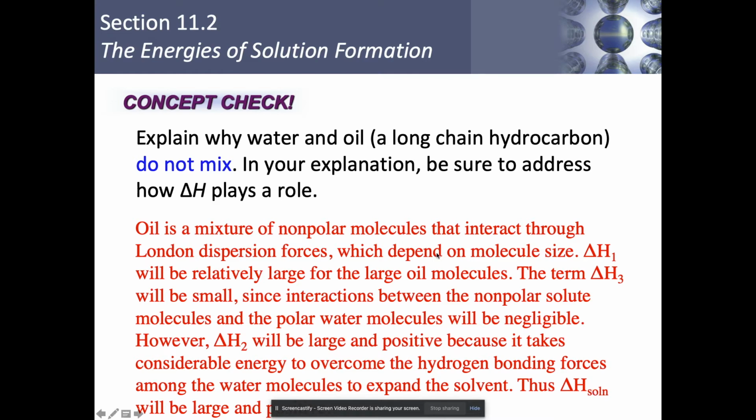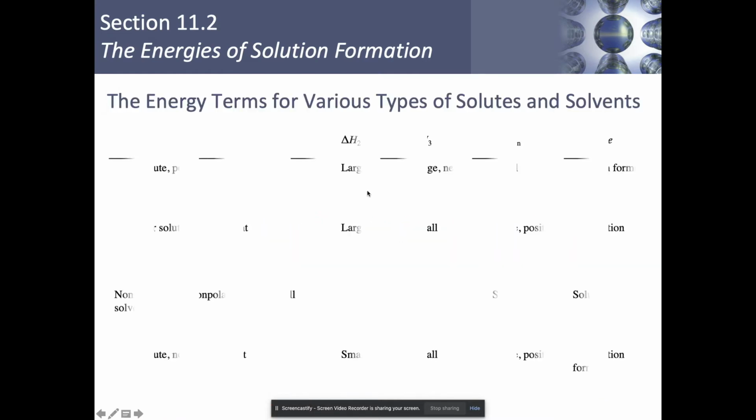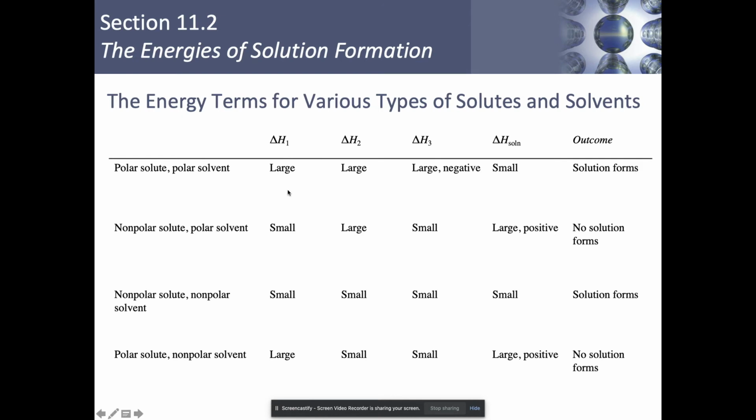And as a result of that, you're going to end up with something that really doesn't want to mix. So here is kind of a basic chart of that. If you have a delta H1 that's large and a delta H2 that's large, and then you have a very large delta H3 as a result, which means it's negative, that means you're going to have a very small delta H of solution, which means your solution is going to form. And that is typical of two polar substances being mixed together.